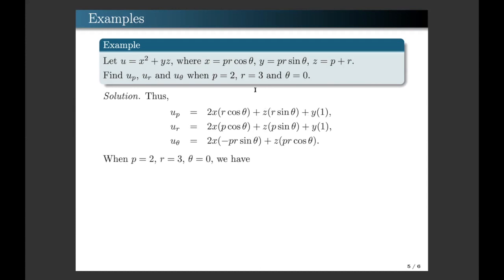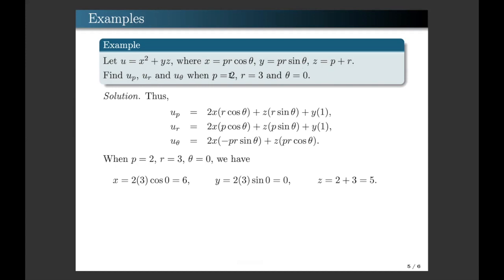So remember, we're going to use the expressions that we have here to find the values of x, y, and z when p is equal to 2, r is equal to 3, and theta is equal to 0. So that will give us x. So plug in 2, 3, and 0 here. So this is simply equal to 6. Y, again, plug in 2, 3, and 0 here. This, since sine 0 gives us 0. So that's equal to 0. And then finally, for z, replace this by 2 and 3, respectively. And that gives us 5.